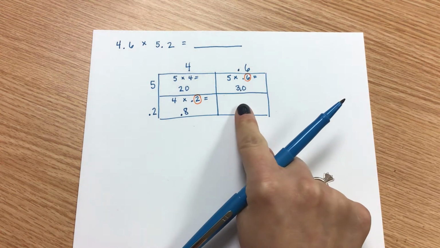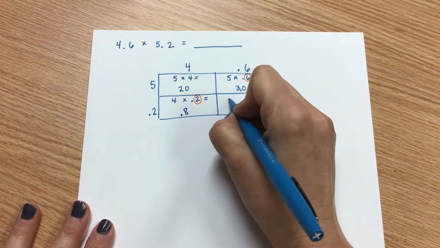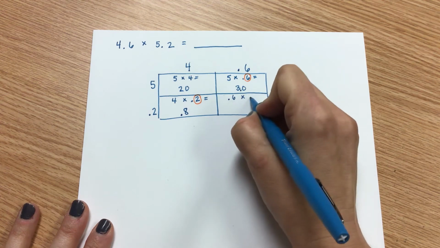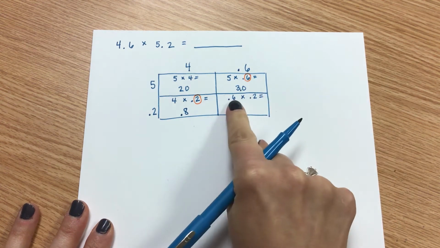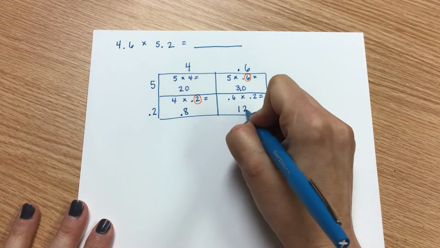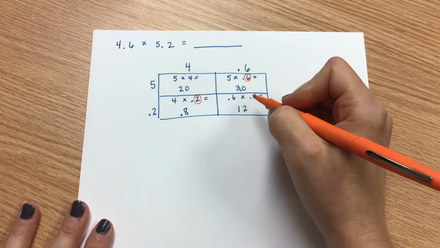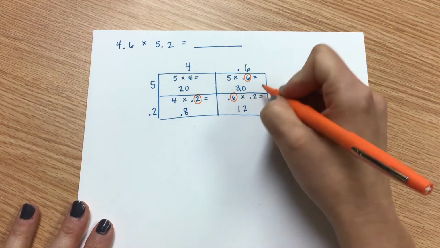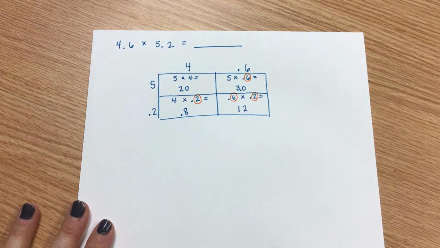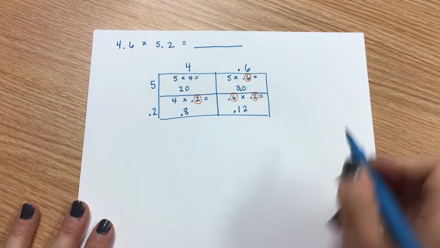All right, in this box, what are we multiplying? What is 6 times 2? How many numbers are behind the decimal point in the problem? 2. There's 1, there's the other, so that means I need 2 numbers behind the decimal point in my problem. 1 and 2. There we go.